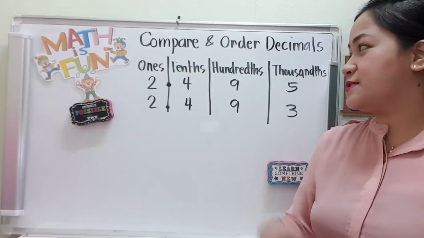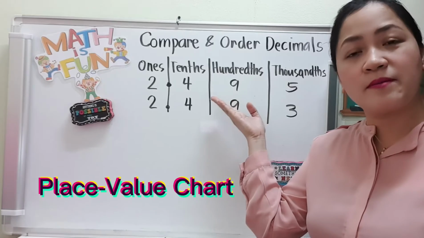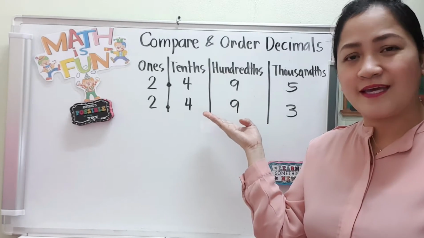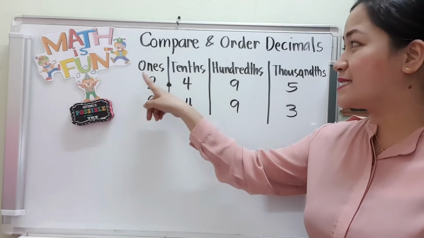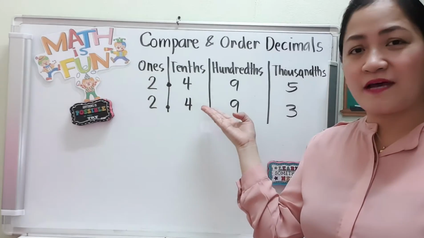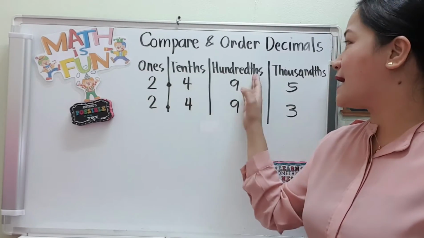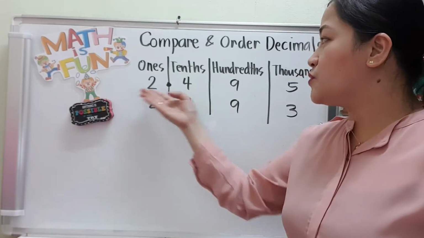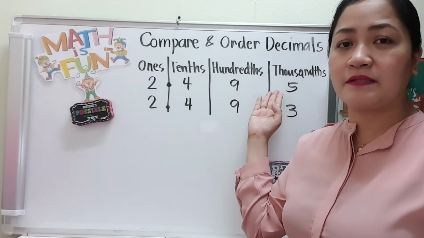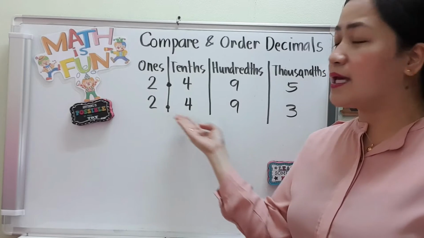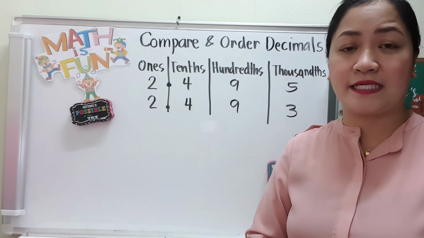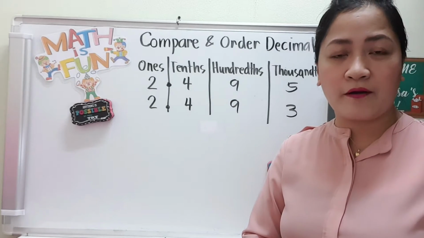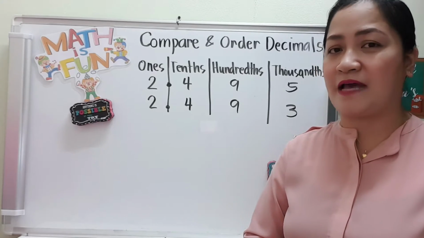Another way is to use a place value chart. Do you still remember a place value chart? Yes, it's like this one. So we still have the same place values, ones, tenths, hundredths, and thousandths. So we are going to compare 2 and 495 thousandths and 2 and 493 thousandths. So we are going to compare each digit by place value.